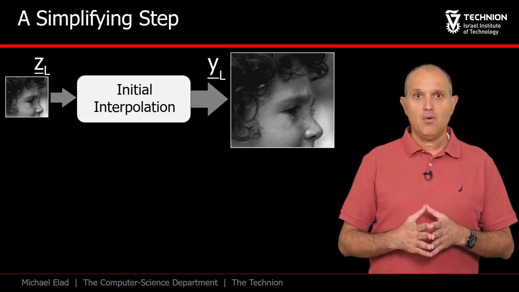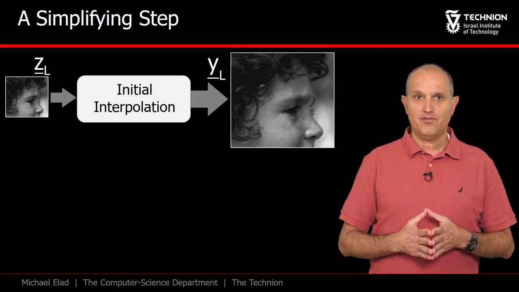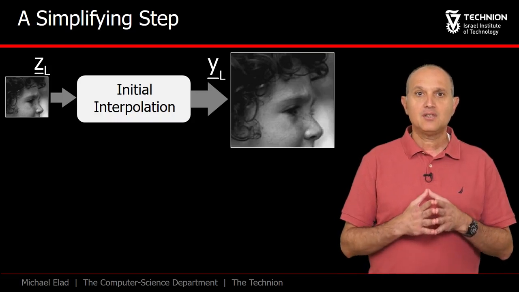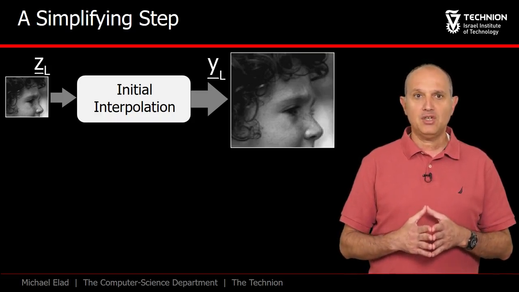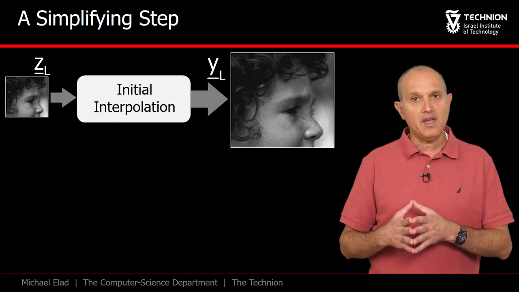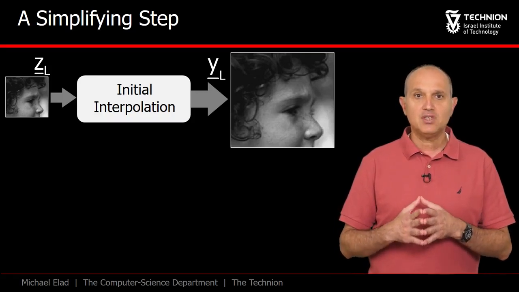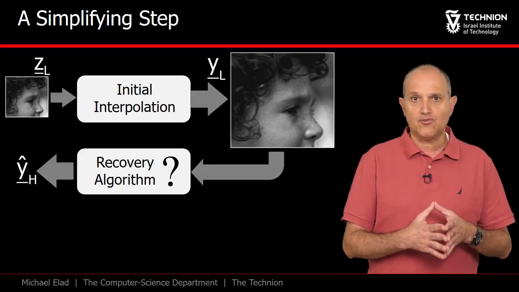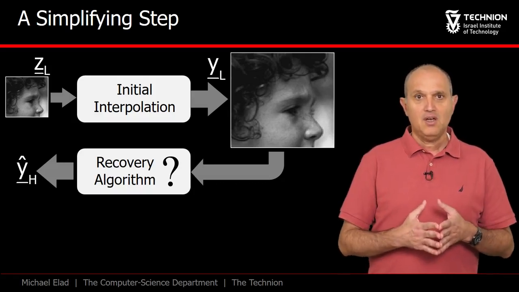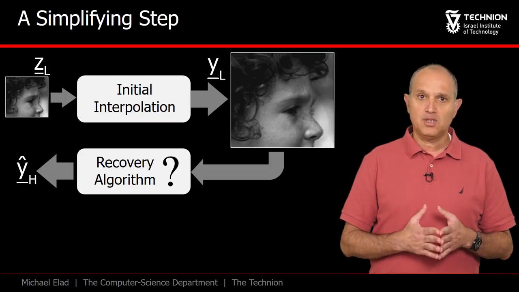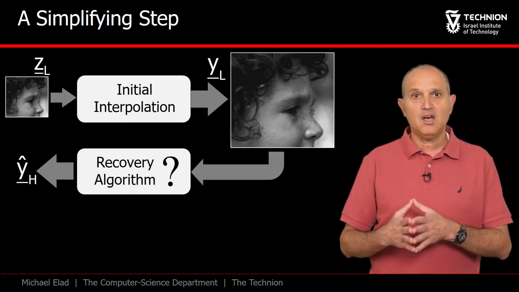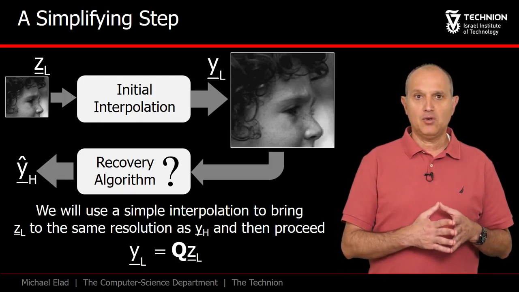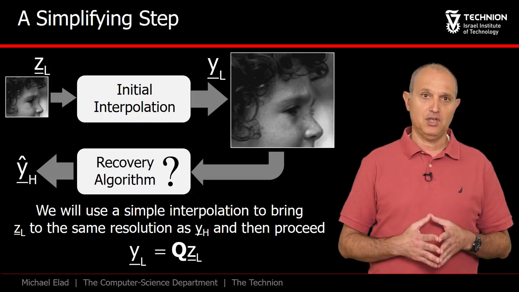Okay then, now we are ready to propose a solution. First, and just for the convenience of later expressions and descriptions, let's start by a plain interpolation of the image ZL to become YL, a low-resolution image of the same size as YH. We will design our recovery algorithm so as to start from YL, and this way there will be no ambiguity in the correspondence between pixels in the input and the output images. We denote this interpolation by the linear operator Q, standing for bicubic interpolation.